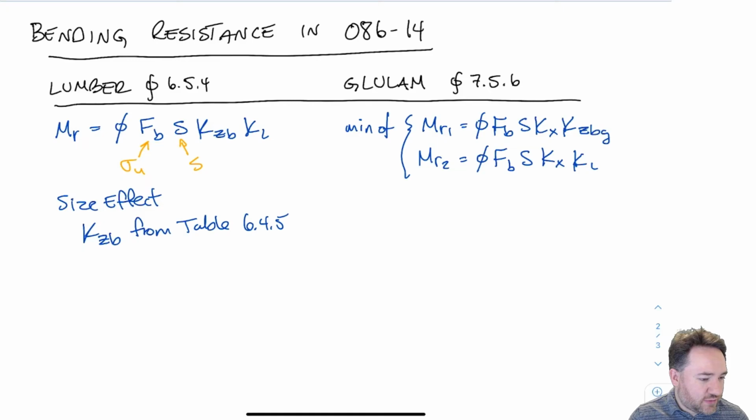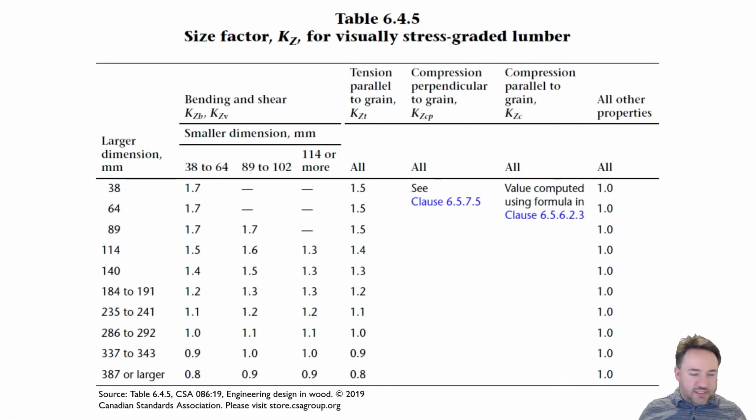And that size effect we get directly from our table 6.4.5, which we are very familiar with using by now. It looks like this. So you can see that we have size effect for bending and shear here. And basically, depending on the size of our beam, smaller dimension and larger dimension, we can pick out what our size effect factor is. So no difference there from other size effects for lumber that we've gotten out of this table.